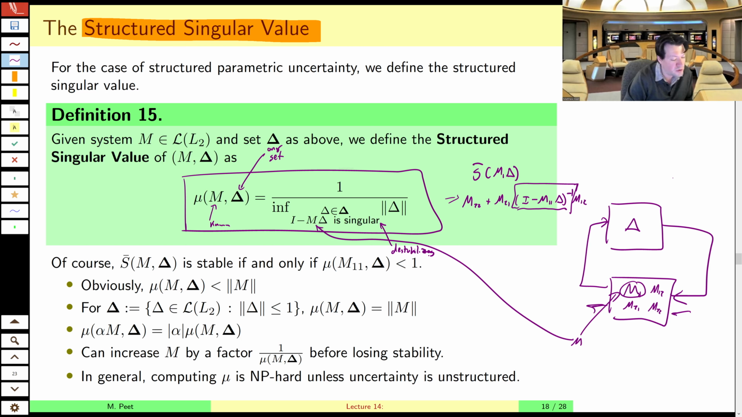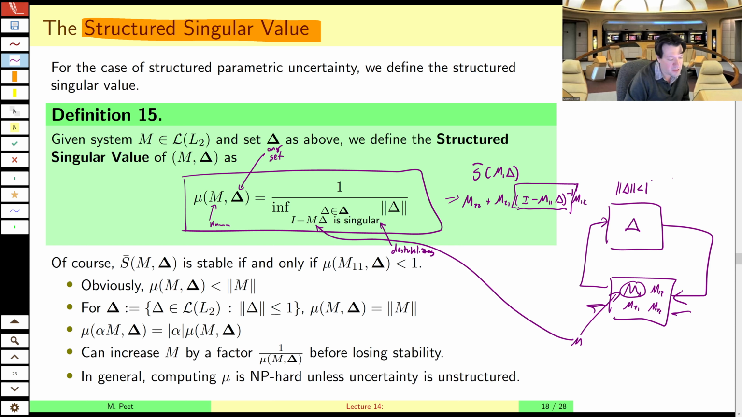Right, so 1 over the smallest value of delta which destabilizes the system. Okay, that's an interesting definition. What does it tell us? Specifically, we typically take delta to be norm-bounded to begin with, and we often like saying delta is less than 1. So what does that tell us?